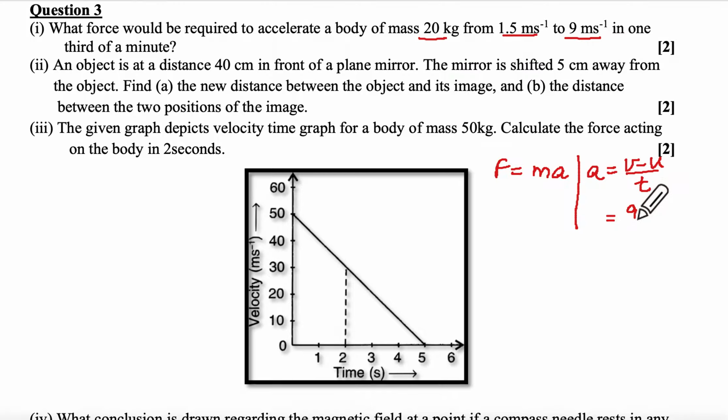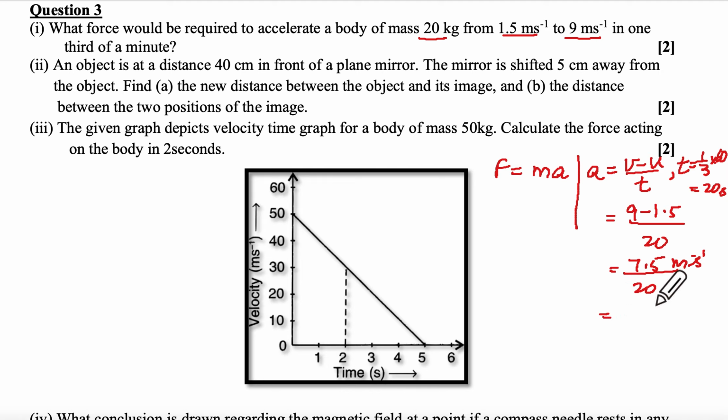So this will be 9 minus 1.5, and he has done it in how much time? Time is equal to 1/3 of a minute. So 1/3 into 60 seconds means 20 seconds. So the numerator is 7.5 meter per second upon 20. So that is 0.375 meter per second square.